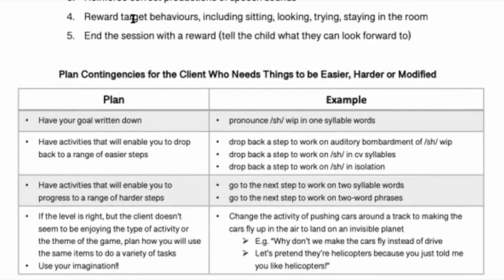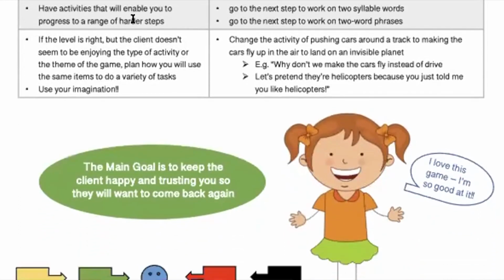We need to plan contingencies for the client who might need things to be easier or harder or modified altogether. And remember, when we say easier or harder, what we're referring to is moving up or down the steps in the program. So you might like to have a read through on this page here about things you might put in your plan.